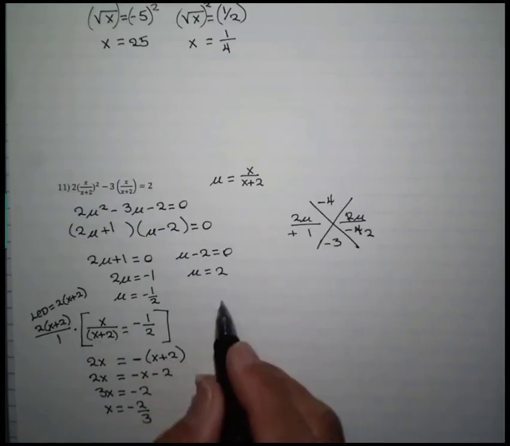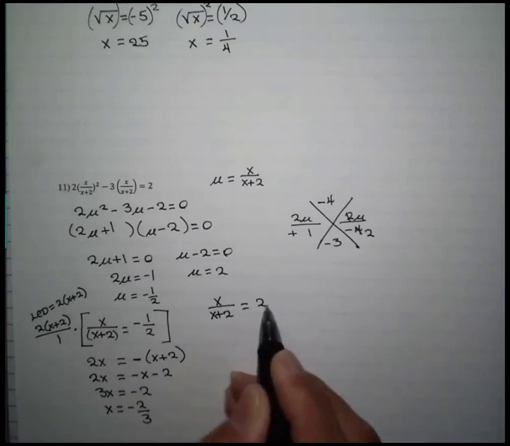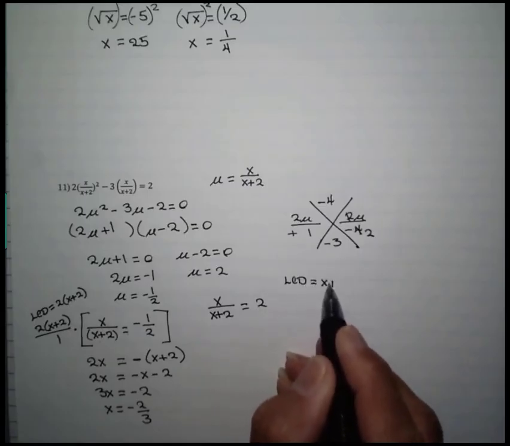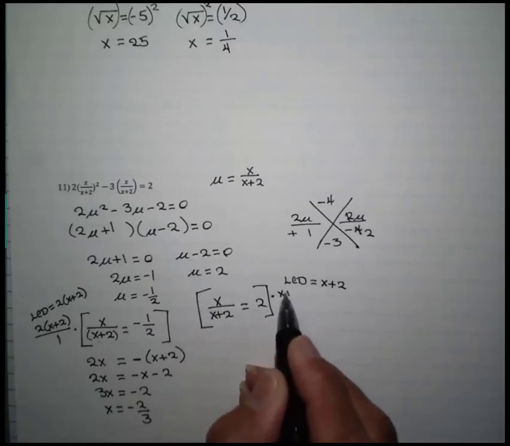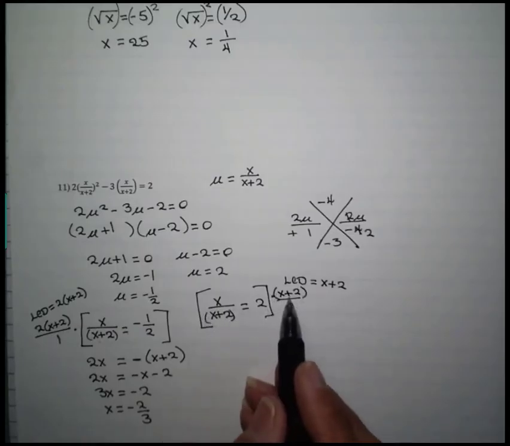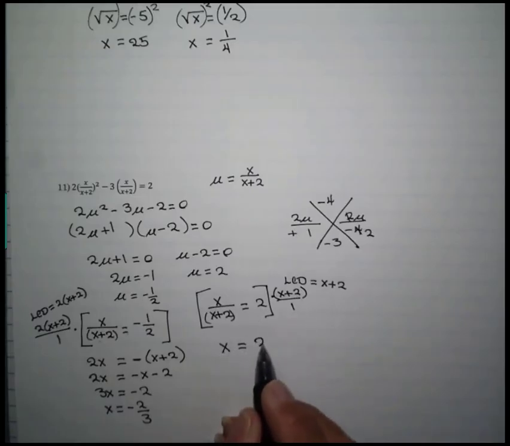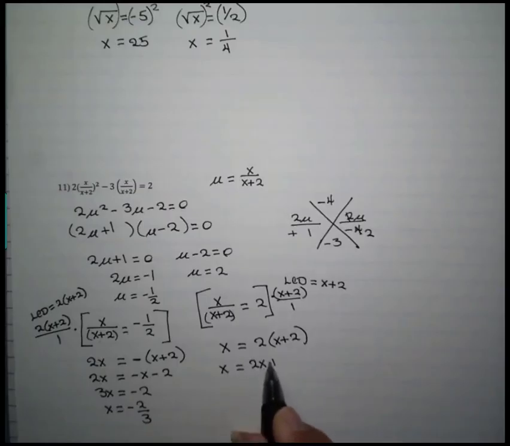Let's look at the next one. U, which is x over x plus 2, is this time equal to 2. Well, I only have one denominator. It's going to be x plus 2 as my LCD. I'm going to multiply both sides of this equation times x plus 2 over 1. I'll put these in parentheses so you can see it better. When I do this, my LCD times my first term, the x plus 2's cancel. I end up with x. And this is going to equal 2 times x plus 2, because I had nothing to cross-reduce. So I have x is equal to 2x plus 2.